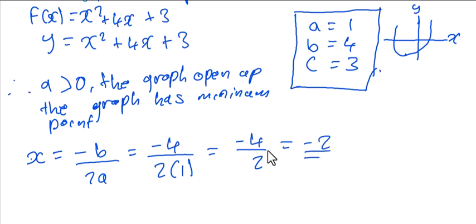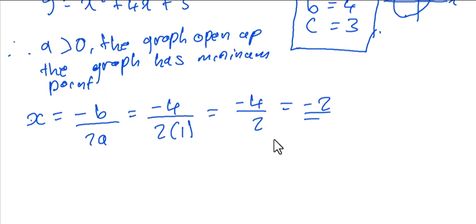So for us to find y, we are going to substitute. We're going to say y is equals to x squared plus 4x plus 3. So we substitute where there is x by negative 2.